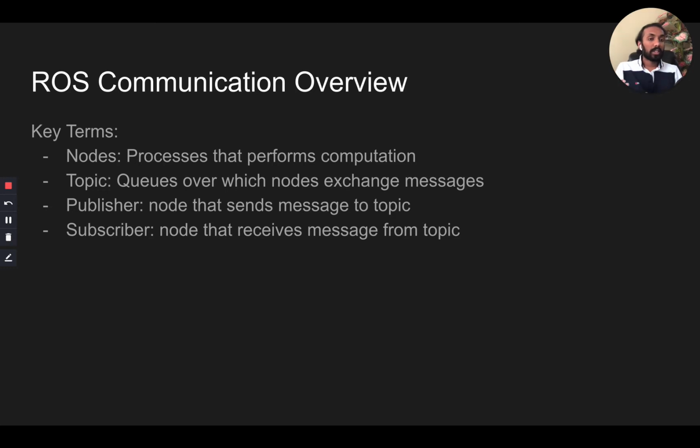But that command that motor receives needs some way to reach that motor, right? So that's where the topic comes in. A topic is a queue over which nodes exchange messages. A topic is used by two different types of nodes, a publisher node and a subscriber node. The publisher node is a node that sends messages to topics, and subscriber nodes receive messages from those topics.